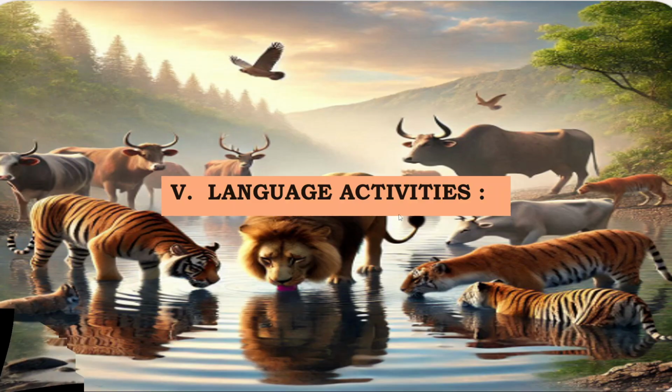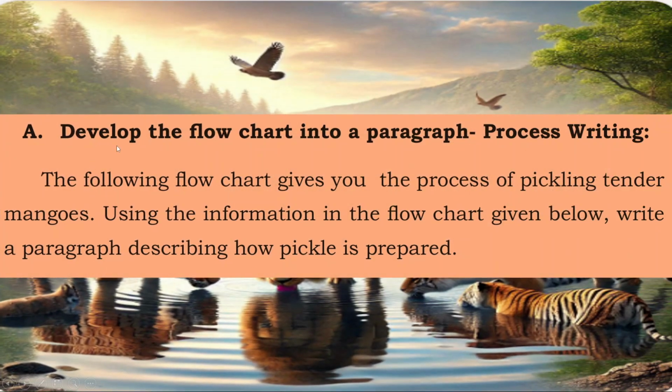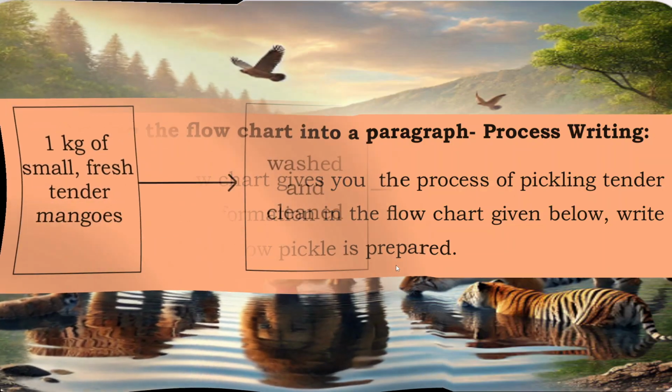Fifth one, language activities. A. Develop the flowchart into a paragraph. Process writing. The following flowchart gives you the process of pickling tender mangoes. Using the information in the flowchart given below, write a paragraph describing how pickle is prepared.